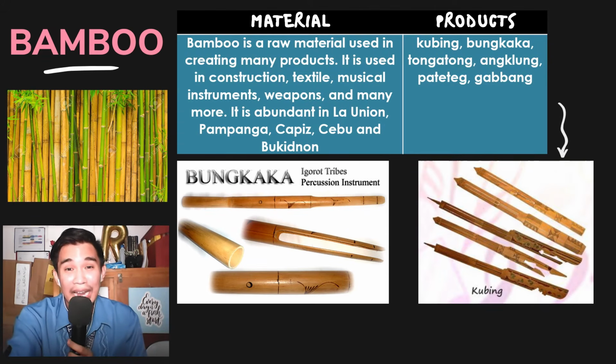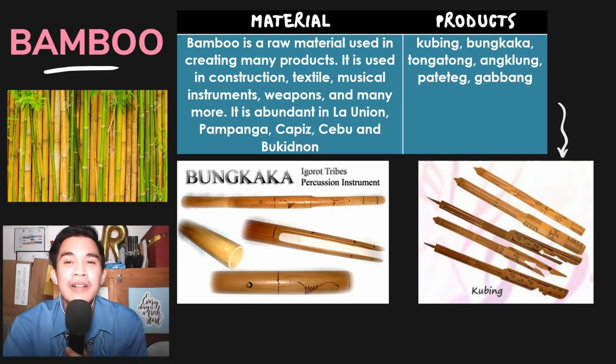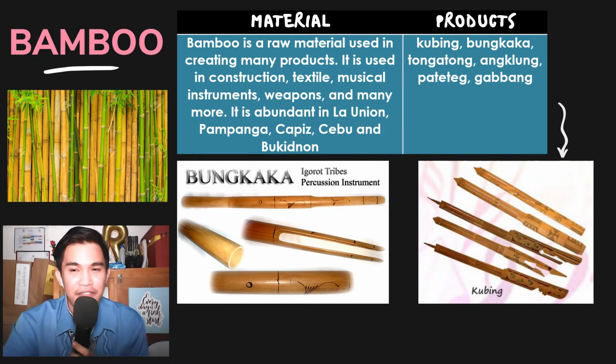So when we say bungkaka, that is a percussion instrument of the Igorot tribes. Another example of that are tongatong, we have the angklung, pateteg, and gabang. So most of the products that I've mentioned are musical instruments. But aside from the musical instruments, we can create a lot of products out of bamboo.